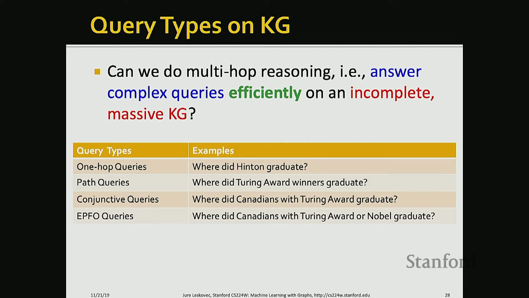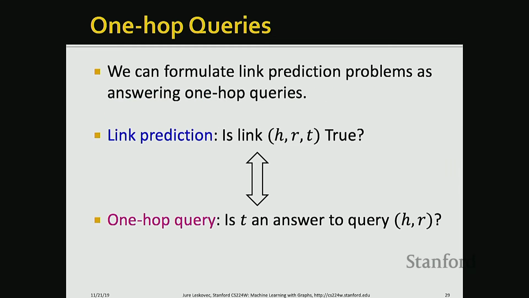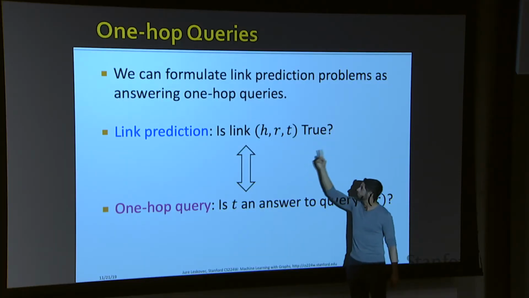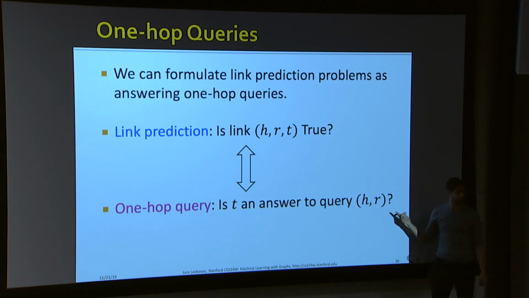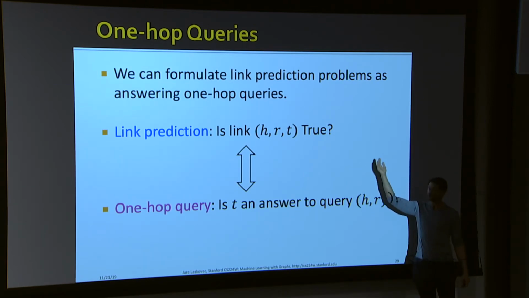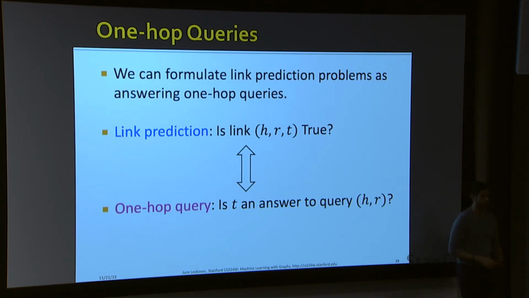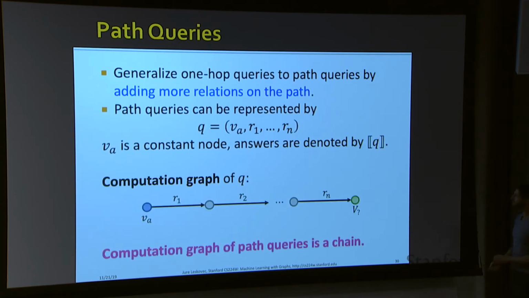Yeah, great question, thanks. Okay, so let's go with the one-hop queries. One-hop queries are again the easiest possible query that we can try to answer, and we can formulate them as a link prediction problem, okay? So what we were talking about before, when we said, is this (h, r, t) link true, is the same as saying, is t a good answer for the query (h, r)? Because we go from this head entity, apply the relation, and then we find, is t a right answer or not? And that's the same as saying, is that edge present in the knowledge graph or not, okay? So that's the one-hop query.